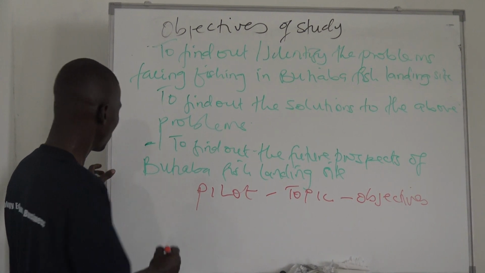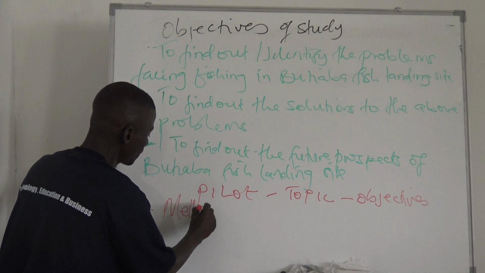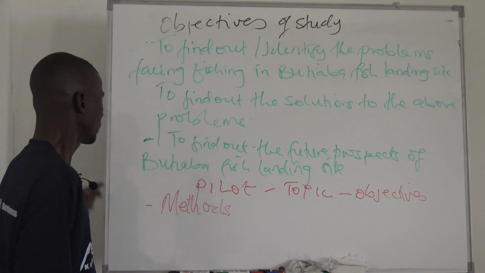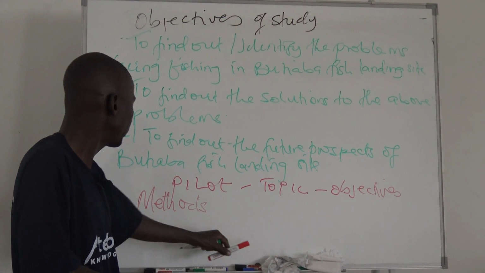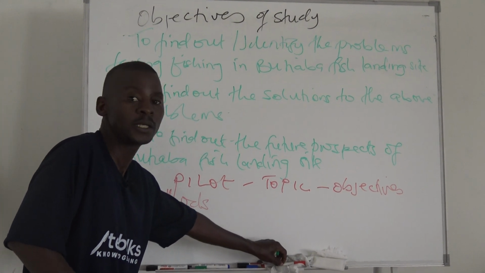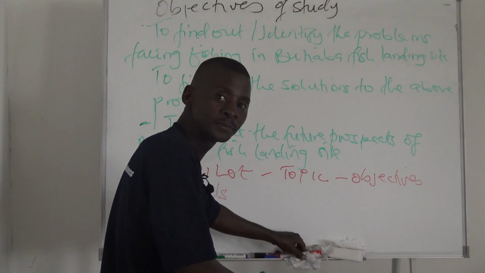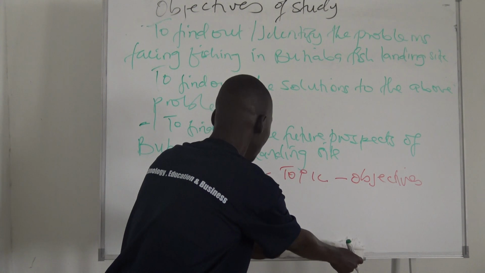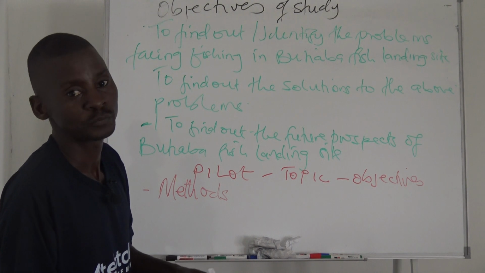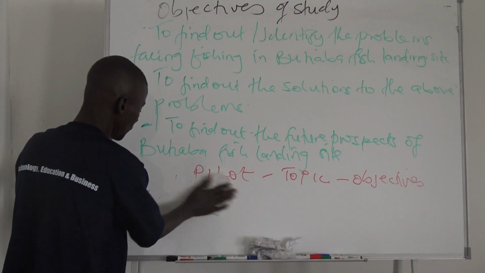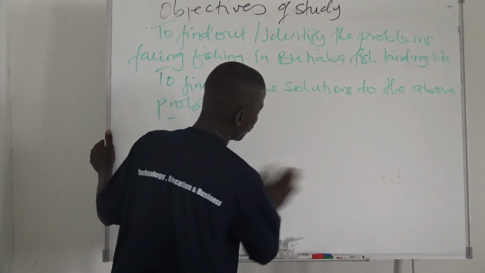The last thing, of course, is the methods. That is the last thing we do. Once we have finished getting the appropriate methods of data collection, then we are ready to go for field work. Clear? So, how many methods do we have in field work? There are very many methods of data collection. We are going to use very many methods of data collection.